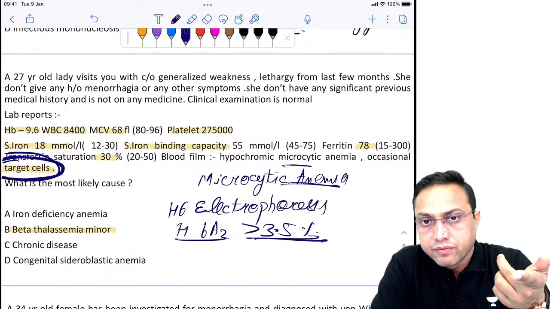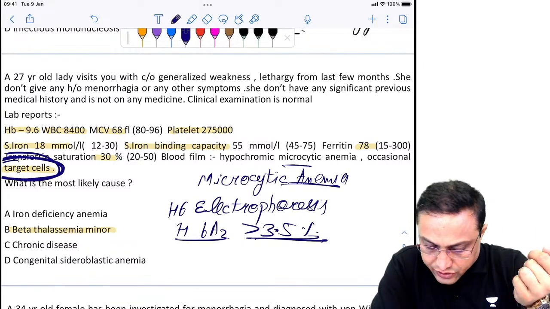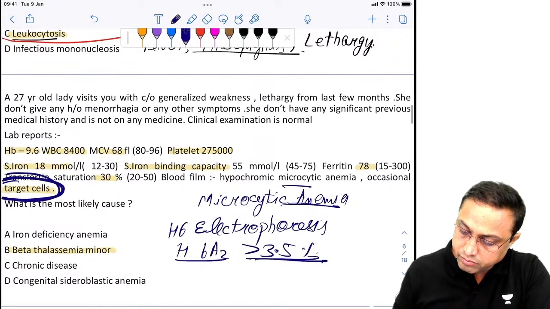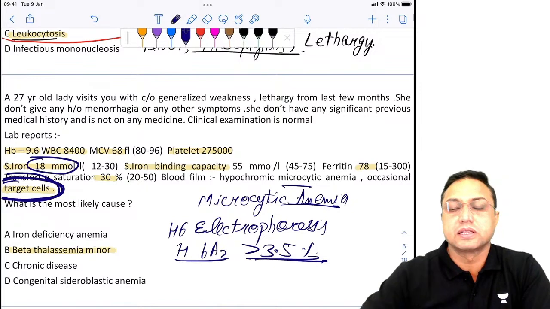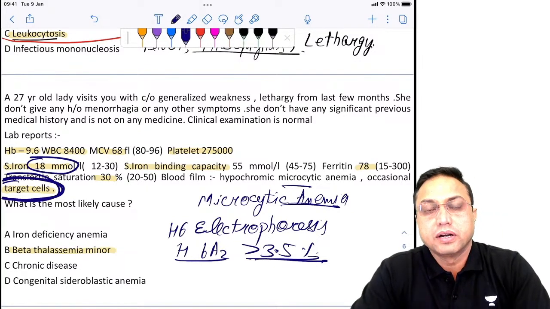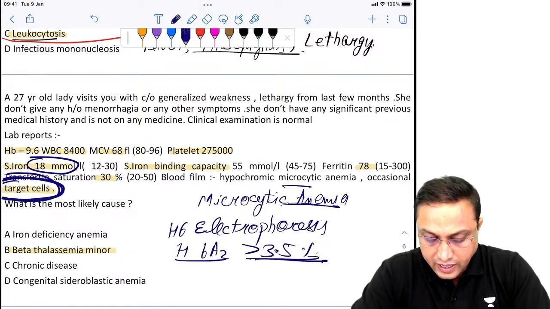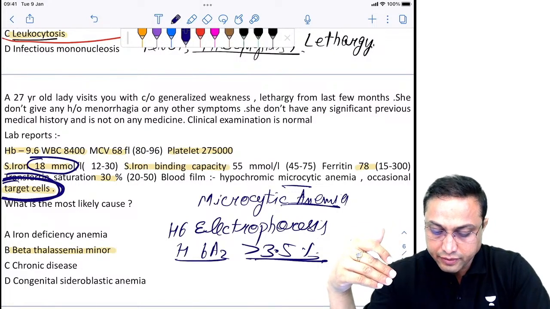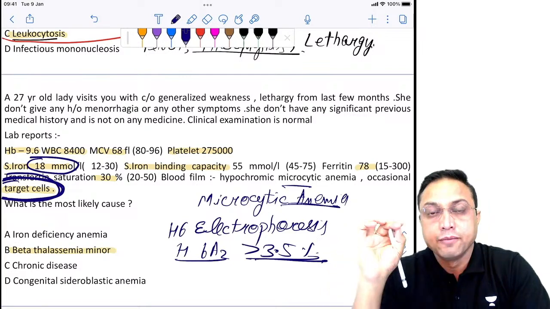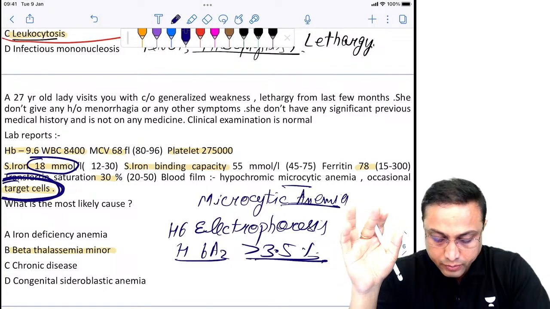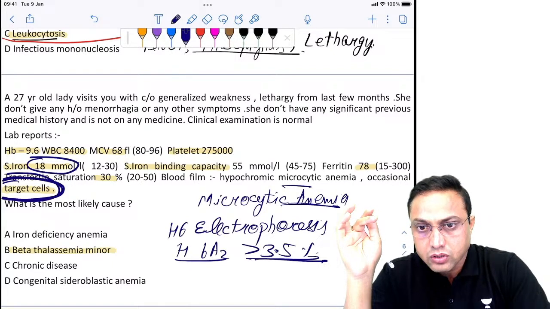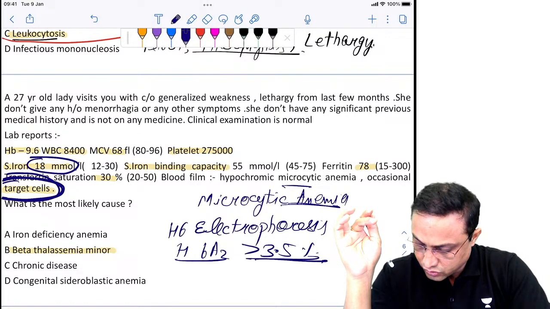Now, why have you been saying iron deficiency anemia, Rohit? In iron deficiency anemia, note, friend, look here at the serum iron levels, it is 18, the normal range is 12 to 30. In iron deficiency anemia, my friend, serum iron levels are reduced, right? And in hemoglobinopathy, they are going to be normal, right? People who have given me, okay, you have given me D also.